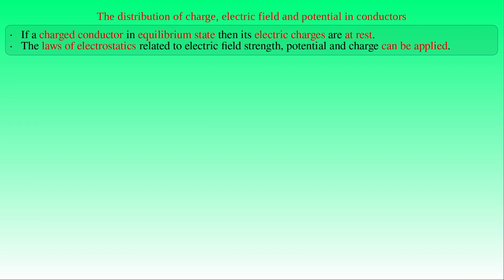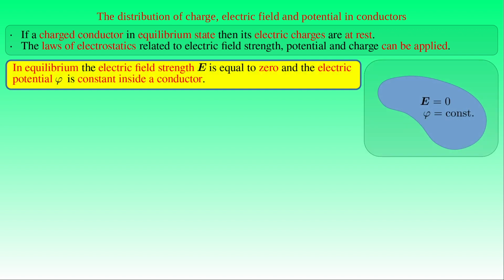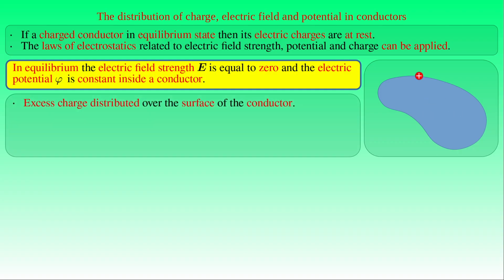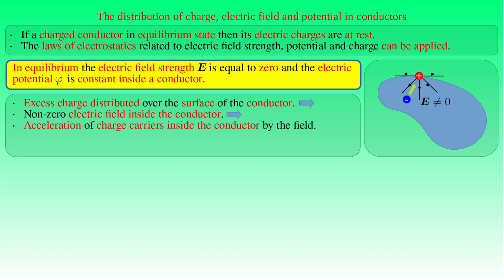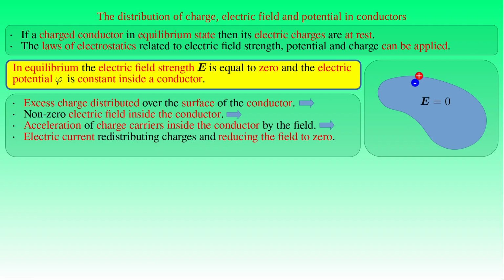The first conclusion tells us that in the case of equilibrium, the electric field strength E is equal to 0 and the electric potential phi is constant inside a conductor. We can prove this statement by supposing that some excess charge distributed over the surface of the conductor produces a non-zero electric field inside the conductor. Then the electric field will act on the charge carriers, that is the electrons inside the conductor, and accelerates them in a given direction. The current due to the motion of charge carriers results in a spatial redistribution of them, reducing the electric field till it vanishes completely.